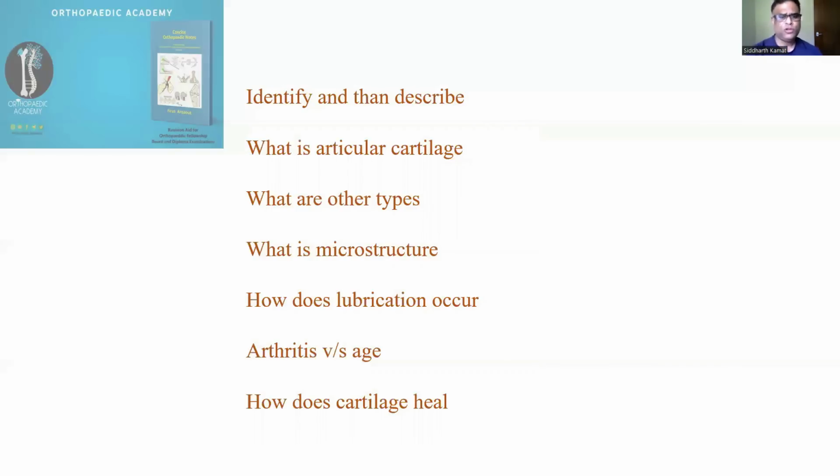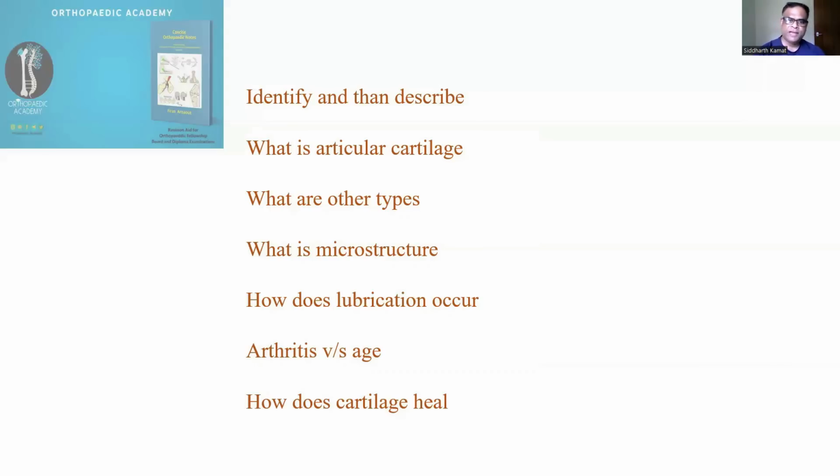What are the functions of an articular cartilage? Articular cartilage has various functions like load bearing, distribution of load, absorption of load, which is also called shock absorption, and lubrication. You'll be asked to define, describe, or draw the microstructure of cartilage.